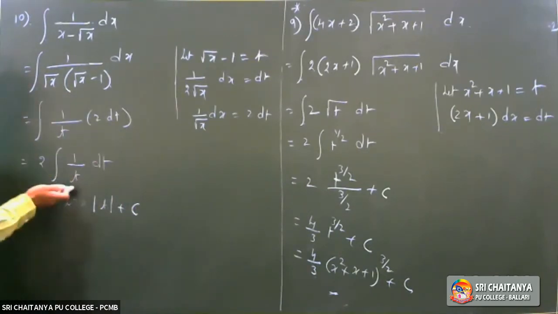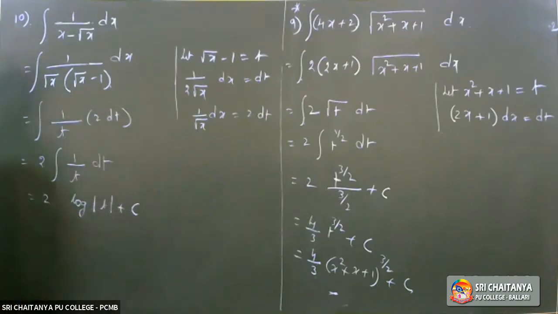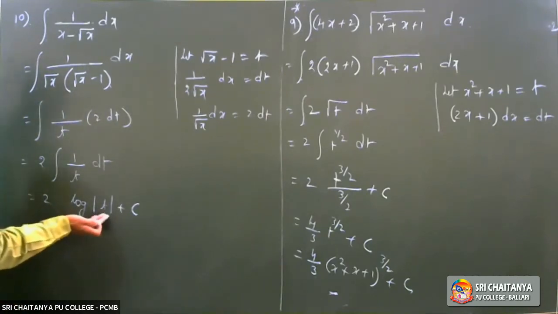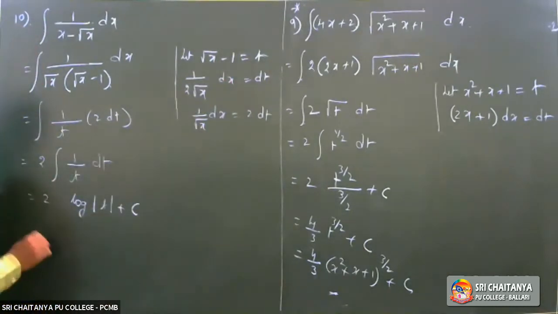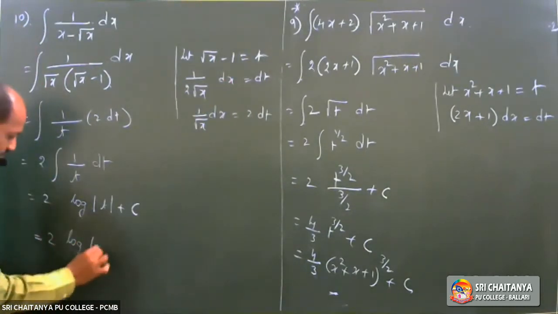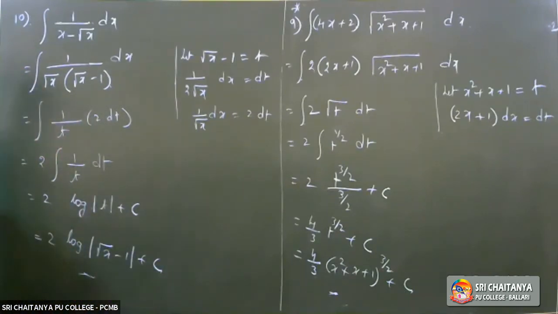Integral of 1 by t dt, that is log mod t plus c. Again we have to substitute, instead of t, root x minus 1. So 2 log mod root x minus 1 plus c. Okay? Write down.